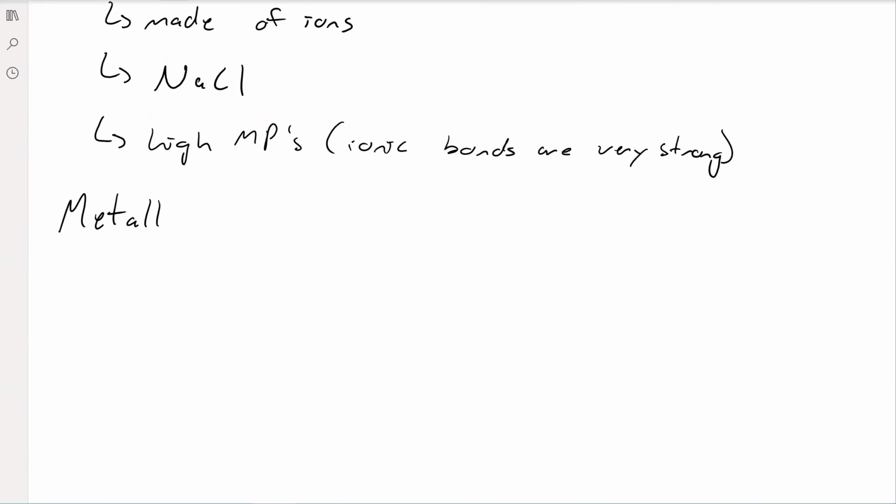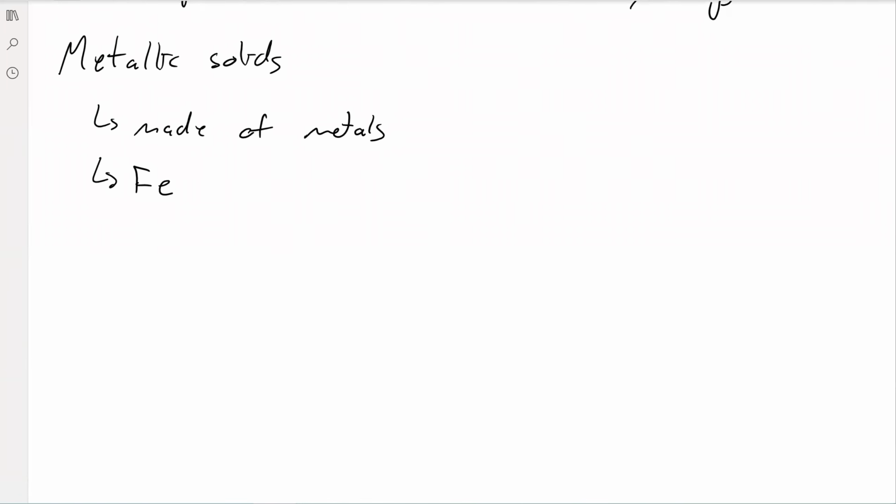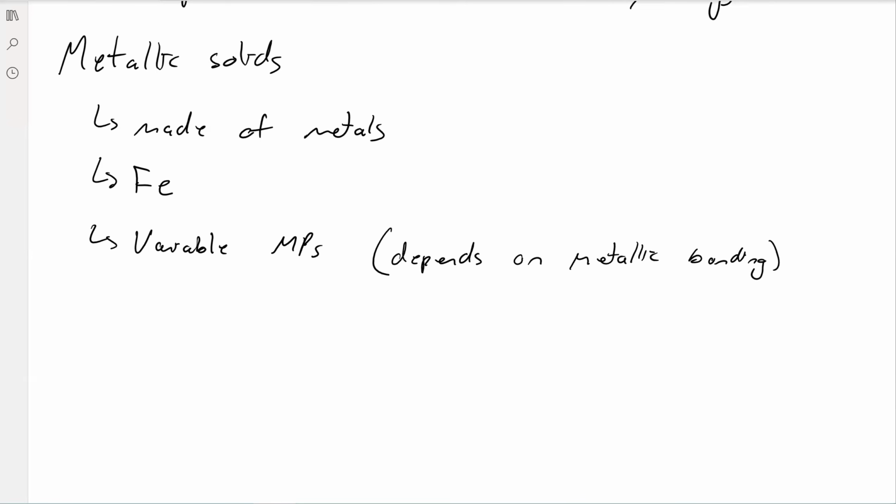After that, we have metallic solids. These are made up of metals. So for example, an iron bar would be an example of a metallic solid. These can have variable melting points. It just depends on what kind of solid you have, which then determines the bonding. Something like mercury is a liquid at room temperature, so that obviously has a very low melting point. An iron bar, in order to melt iron, you have to get quite hot. So it really depends.